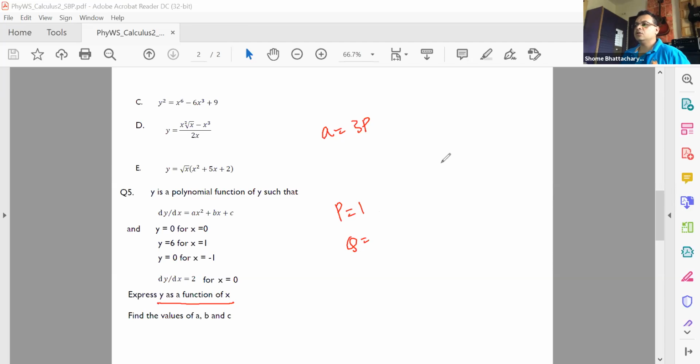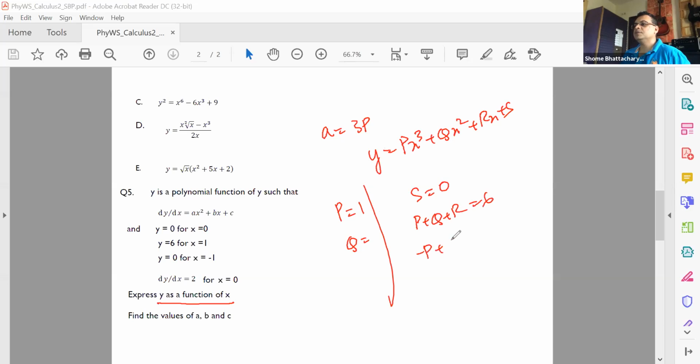Okay, let's just recall what equations we had. We had y is equal to px cube plus qx square plus rx plus s. And while solving, what we had got was that s was 0, correct? Then we had got p plus q plus r was 6, correct? That was one of the equations. And minus p plus q minus r was 0. That was one equation. Okay. Yes, sir. And what else we had got? We had got r was 0. Sorry, r was 2. Okay. So solving all this, let's see what we got.